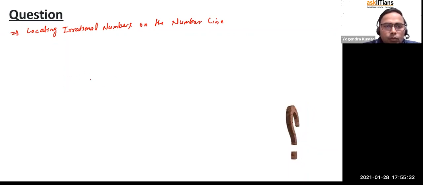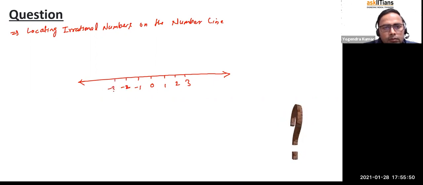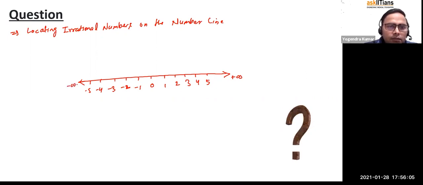So what do we say? The number line is there again, as we talked about last class. It starts with 0 here, then 1, 2, 3, then -1, -2, -3, -4, -5. You know that we keep negative numbers this side and positive numbers this side, till plus infinity, a very big number, and minus infinity. This is 0. We want to see the behavior here and locate numbers like that.